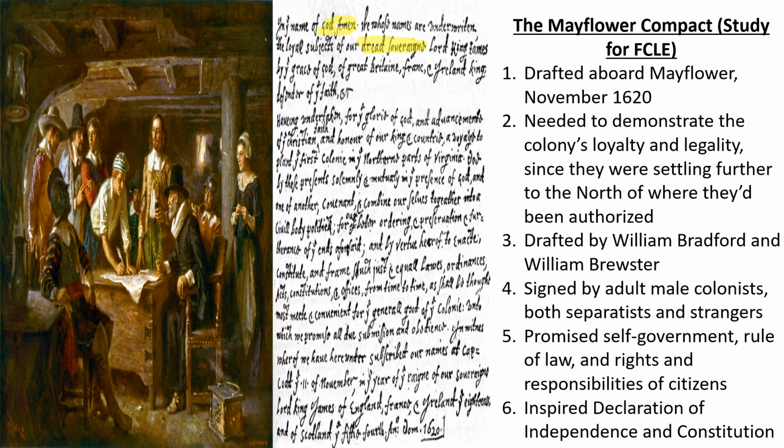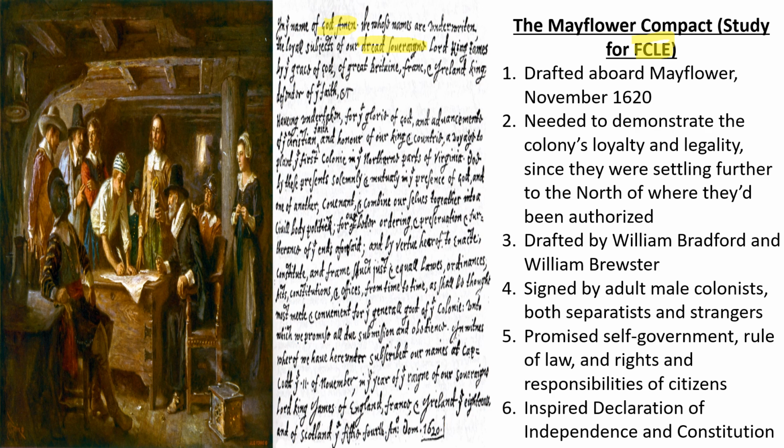And the Mayflower Compact promises self-government. It promises rule of law, that the citizens will abide by the rules of the colony, and it says that there are certain responsibilities but rights that citizens will have. So it's a very important founding document. You'll definitely want to know about it for the Florida Civic Literacy exam if you're a Florida college student. And it's recognized that the Mayflower Compact will go on to inspire later American documents like the Declaration of Independence and the U.S. Constitution.